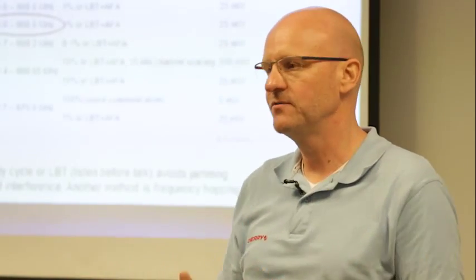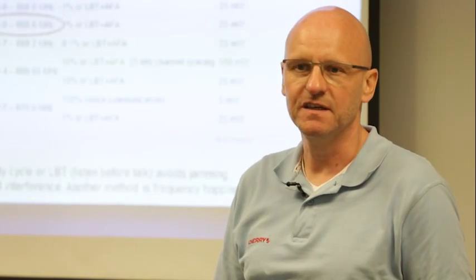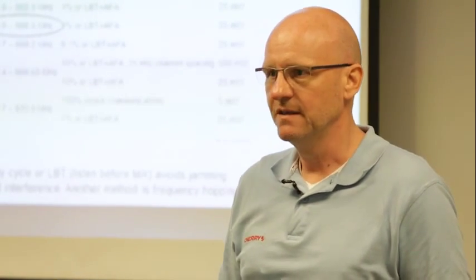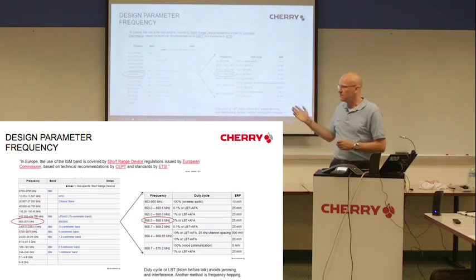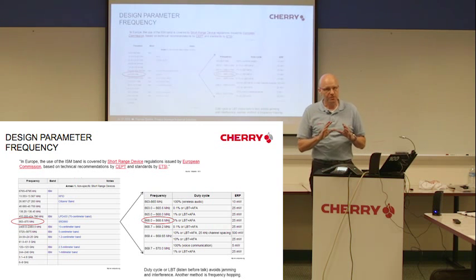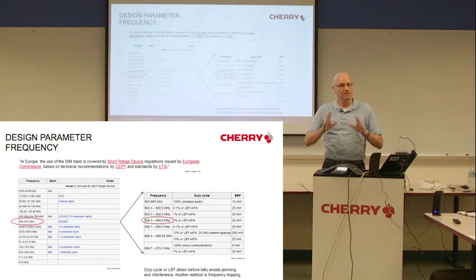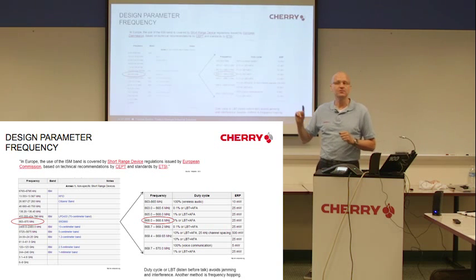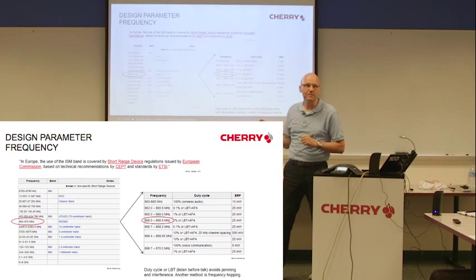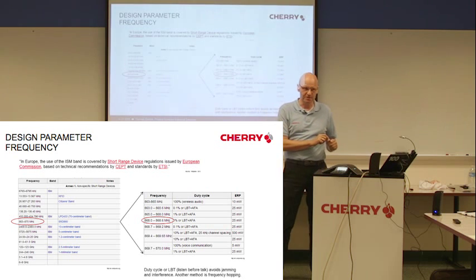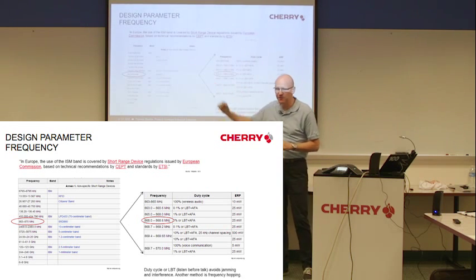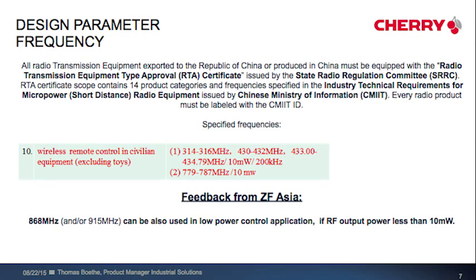The best solution would be to design our product with one RF frequency and sell it all over the world. But you see here, regulations said, okay, that's not possible. 2.4 gigahertz we could, but we will see later that 2.4 gigahertz has some physical disadvantages compared to these frequencies. And in China, it's completely different.